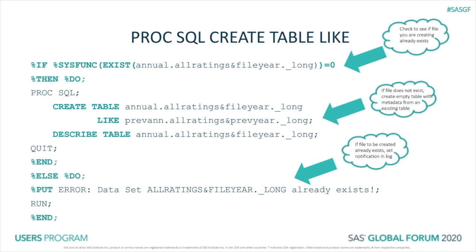Here's the conditional code. You can use this function to tell whether the file exists. If the file doesn't exist, we're going to create the empty table with metadata from the existing table. As you can see, it's create table like the previous table, and then I'm just describing it to make sure that everything worked correctly. Then you see the else do, where I'm going to put an error, and if the file already exists, it's not going to overwrite it, and it's just going to notify me in the log. Something to note here is that as of the later versions of SAS, you can have open conditional code in your programs, and this is an example of using that.